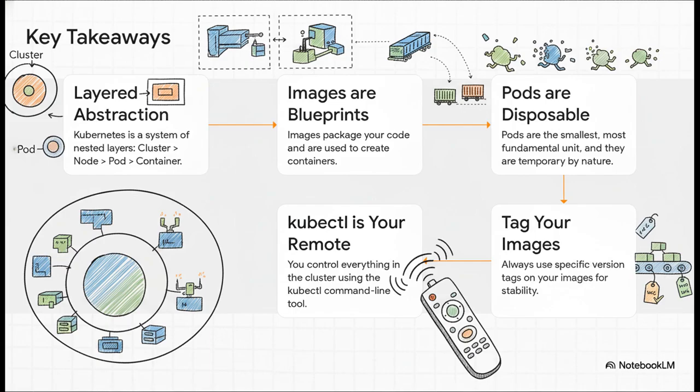So let's just boil it down to the 5 most important takeaways. First, remember Kubernetes is all about layers, like those Russian dolls. Cluster, then node, then pod, then container. Second, images are the blueprints for your containers. Third, pods are just disposable workers. Fourth, always tag your images with specific version numbers. And finally, kubectl is your universal remote to control the whole show.